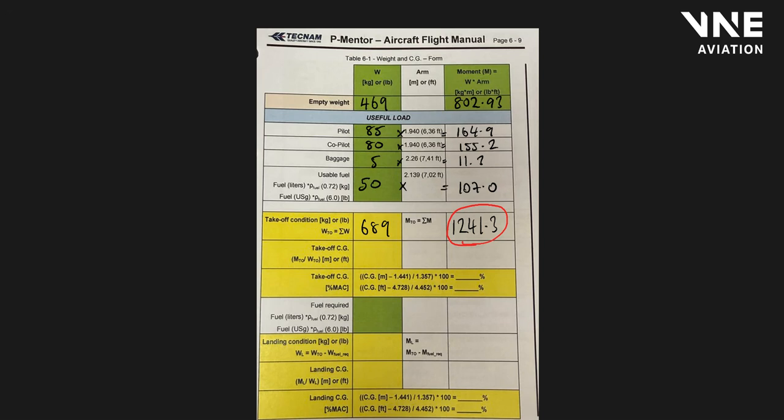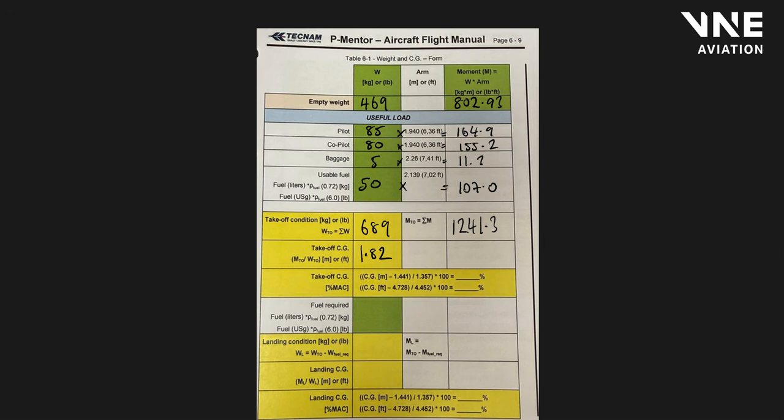So then to calculate the takeoff C of G, we need to divide that number by the weight. And that gives us a figure of 1.82. And then the next bit is the slightly more complex bit that you don't often see in SEP aircraft. So the sheet asks you to calculate the percentage Mach, which is often something you see in bigger aeroplanes with much more swept wings.